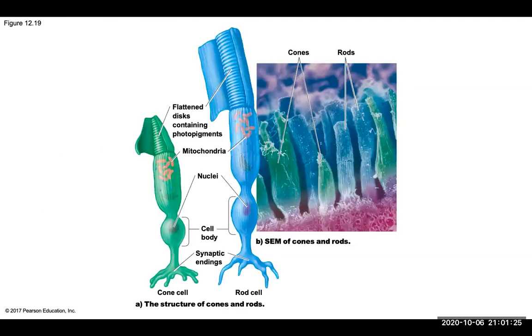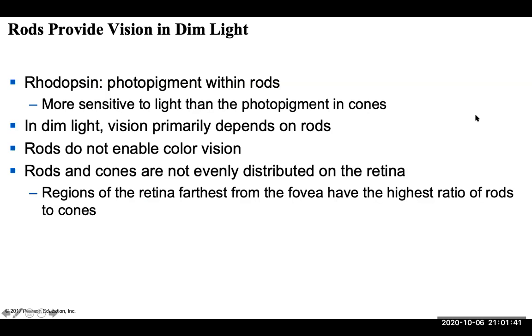So a rod and a cone under a scanning electron microscope, they do look more rod-shaped and more cone-shaped. They're rod-shaped kind of more towards the top in blue, and the cone-shaped is in green here. Rhodopsin is a photopigment within rods that's more sensitive to light than the photopigment in cones. So in dim light, your vision primarily depends on rods. Rods do not enable color vision.